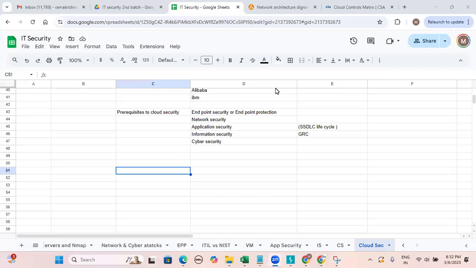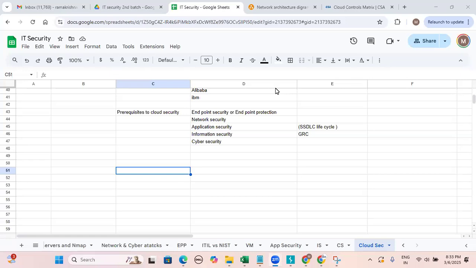And we discussed what prerequisites are required on the cloud security side when applications are migrating from cloud to on-premise. So those things we discussed. Let's go and discuss more about the cloud security part.